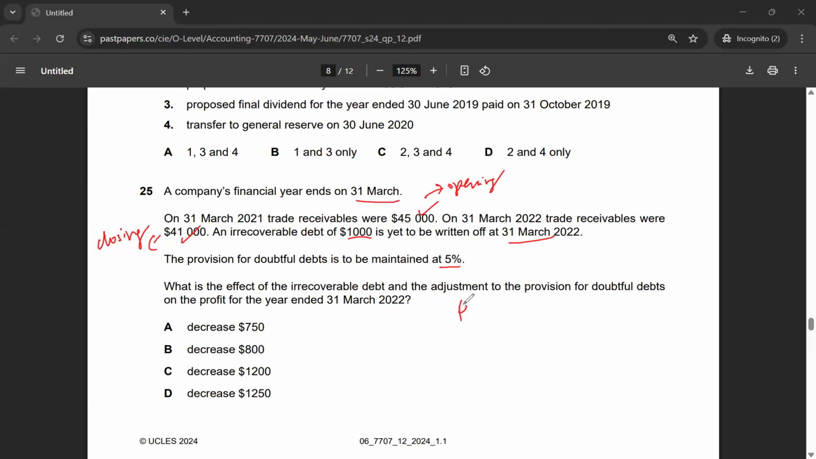So the opening provision for doubtful debts you will calculate would be 45,000 times 5%. And then the closing would be 40,000 times 5%. Why 40,000? Because we need to deduct this $1,000, so it would be 41,000 minus that 1,000 of irrecoverable debt. So 40,000 times 5% is 2,000. We will do the math for the other and calculate this. It's 45,000 times 0.05.